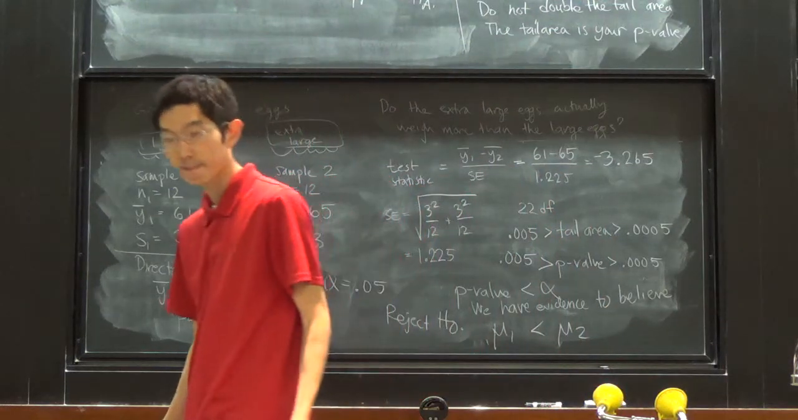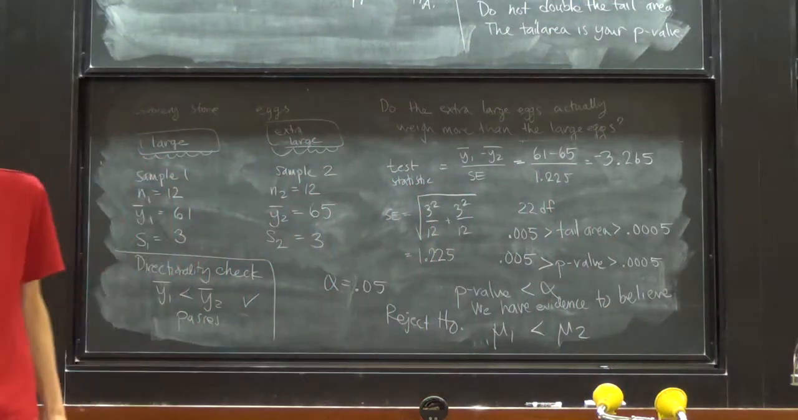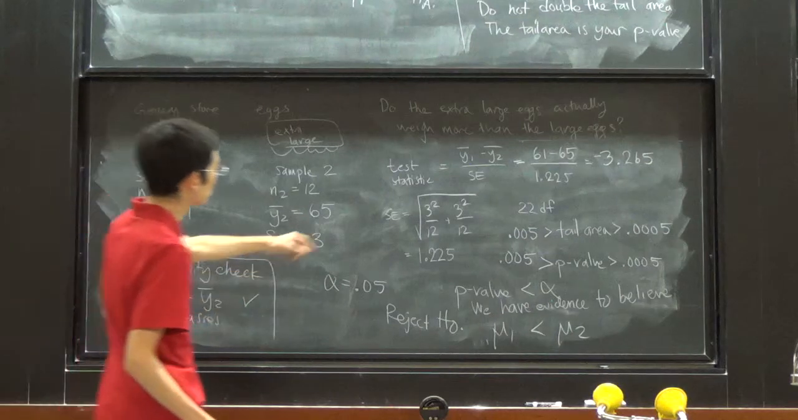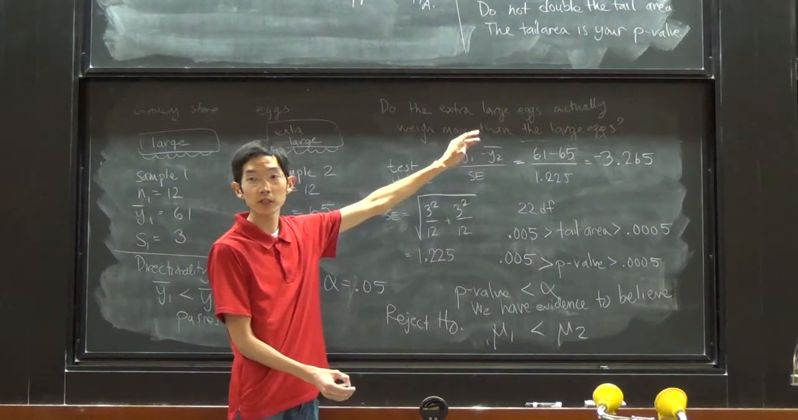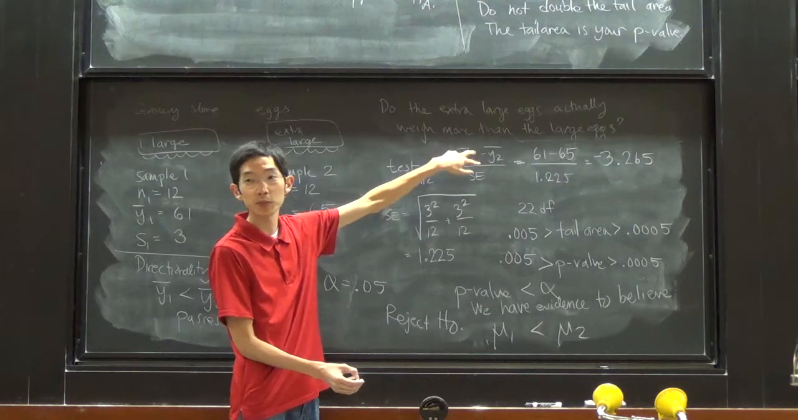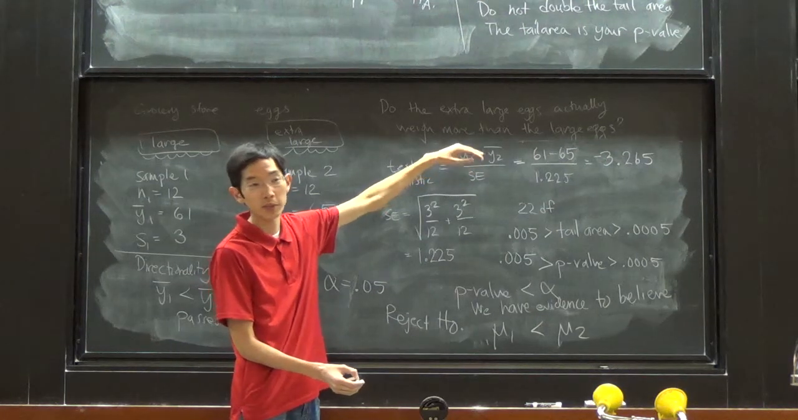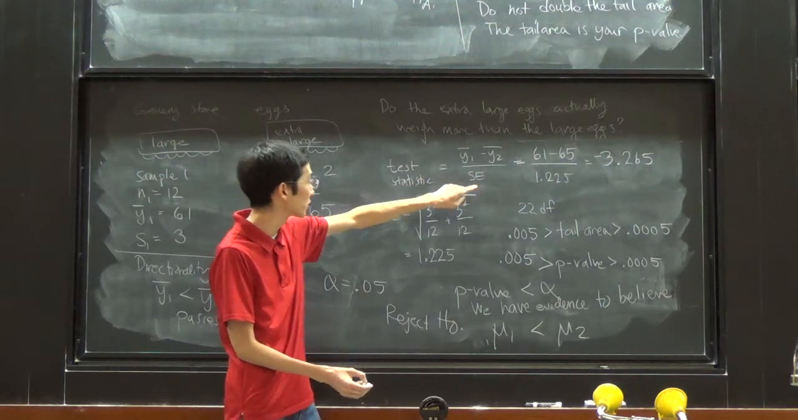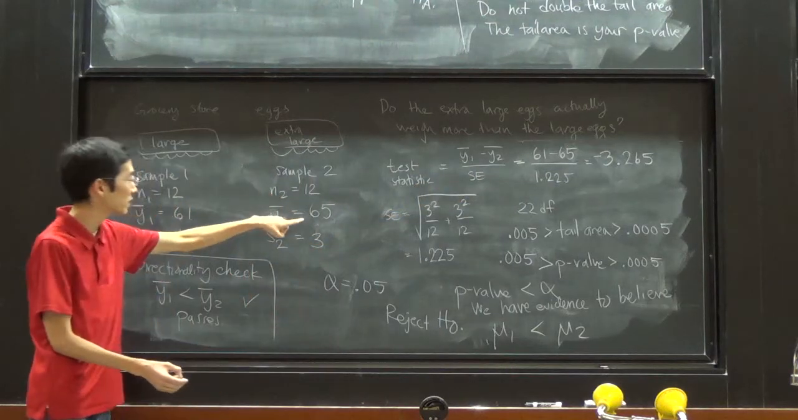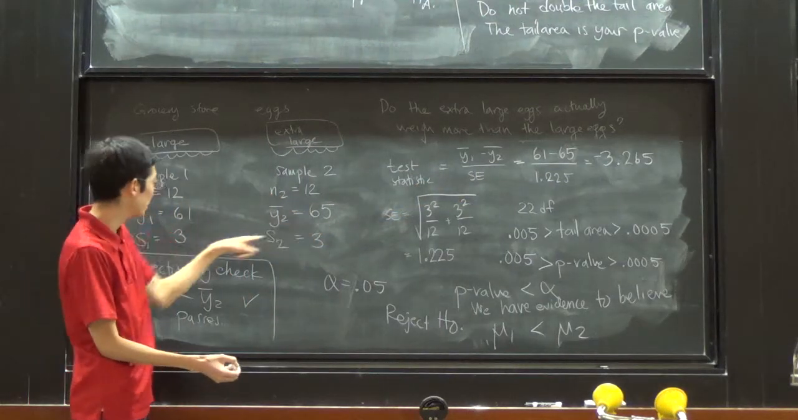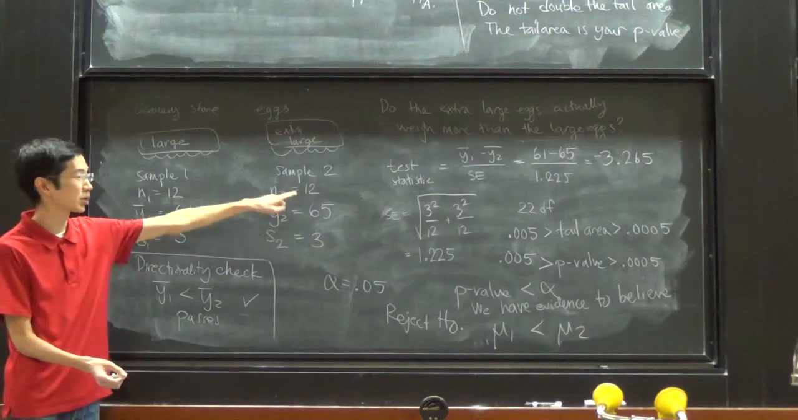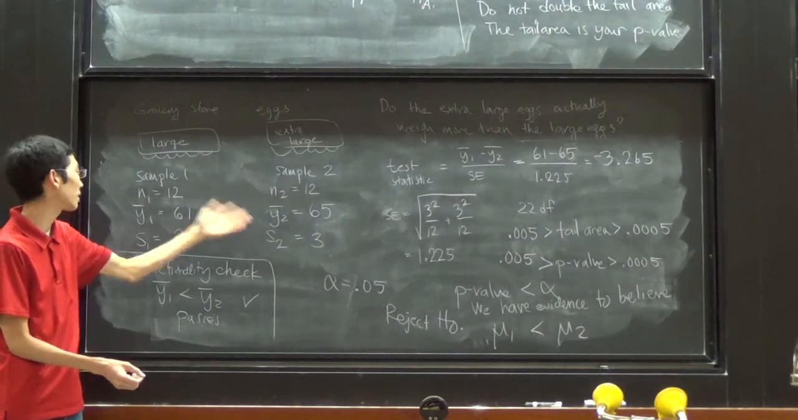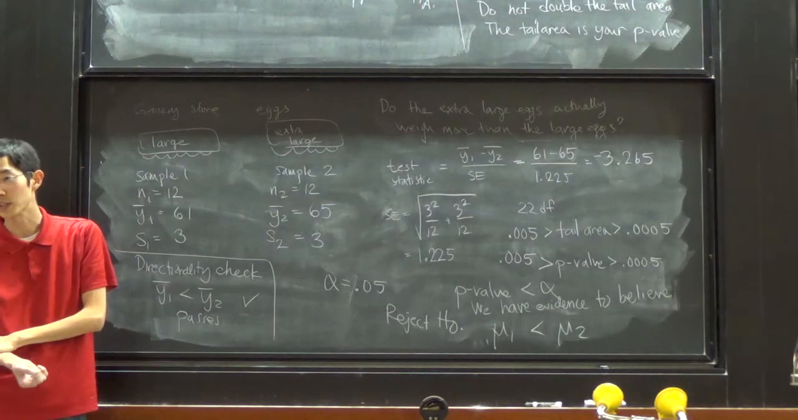How did you get your test statistic again? I'm looking at my observed difference. So I'm looking in my data, the observed means and the difference between them, and I'm comparing that to the standard error. So I'm just doing 61 minus 65, and I get my standard error by doing S1 squared over N1 plus S2 squared over N2. They just happen to be the same set of numbers here.